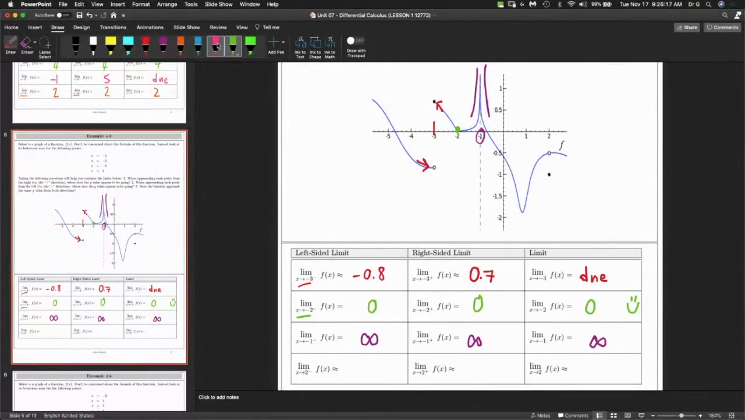Finally, we have x equals 2, which is here. So from the left and from the right, it seems to be trending toward -0.5. Now, the actual y value is this, but I don't care about that point. I don't throw it away. I'm just saying I don't care about it for the limit.